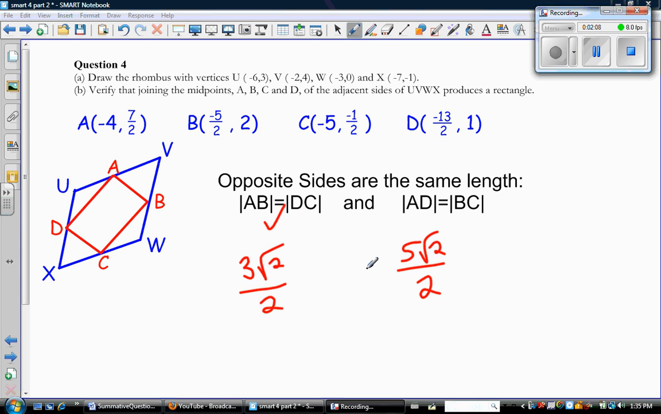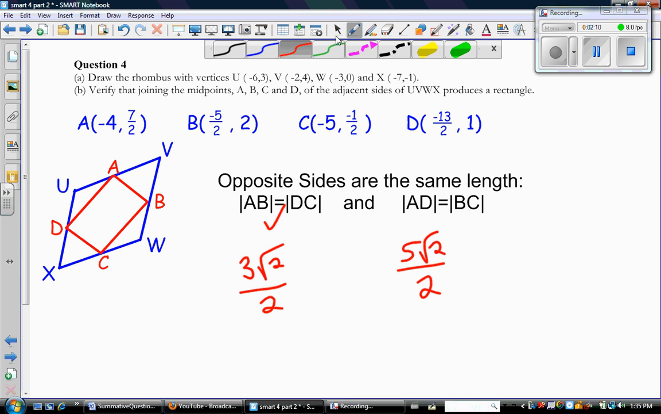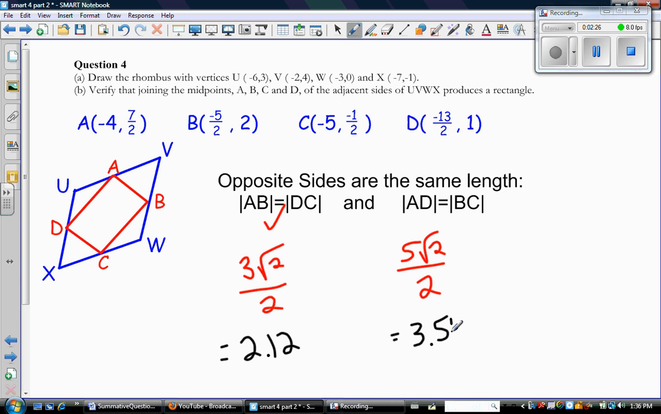Now those values that we got, if they look funny to you, maybe it's because your teacher says that decimals are fine. So maybe instead you got 2.12 units as the length of AB and DC. And here you would have got that this side length was 3.54, rounded, not exact. These are inexact values. These are exact values. But either way, we have verified algebraically that we have opposite sides that are the same length.